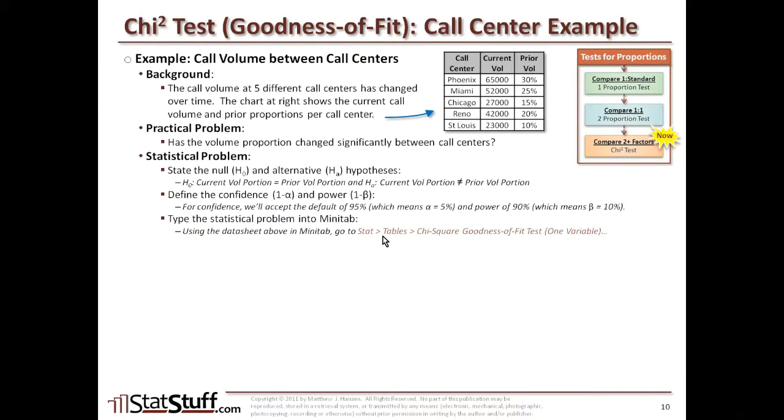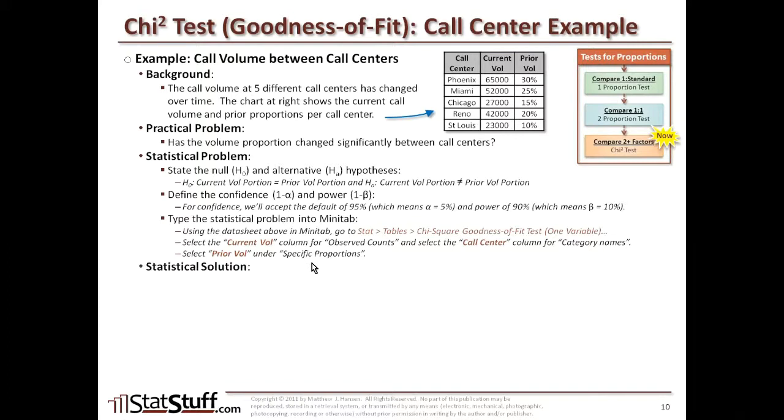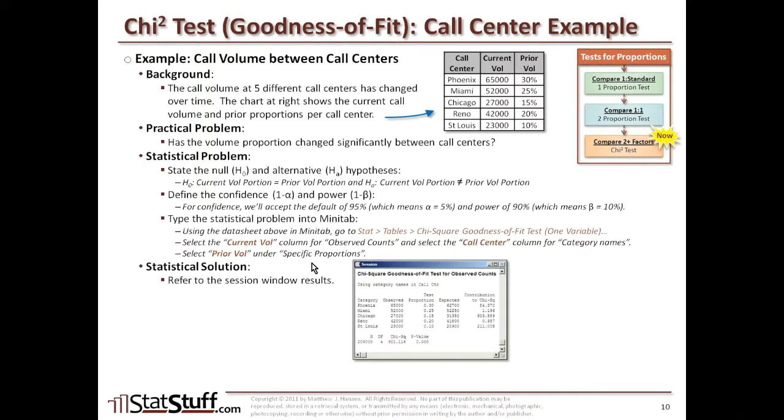For typing it into Minitab, we're going to use the data sheet again that we have up here, and then we're going to go to Stat, Tables, Chi² Goodness of Fit Test. Then we're going to select the current volume column under the section for observed counts, and we're going to select the call center column for the section under category names. And then we're also going to select the prior volume for the specific proportions option.